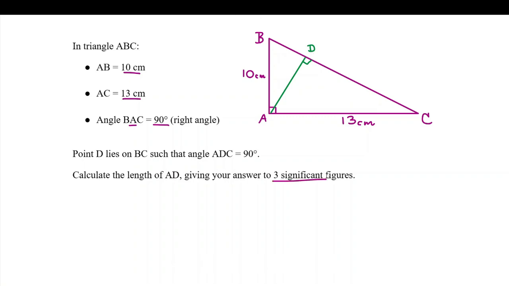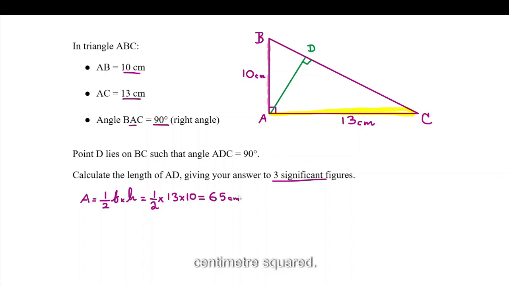Okay, the easiest way to do this question would be thinking about the area of a triangle. Now, I know the area of the triangle, which is half times base times height, half times the base here is obviously this one here, 13. Height is 10. So I know that is 65 centimeter squared.